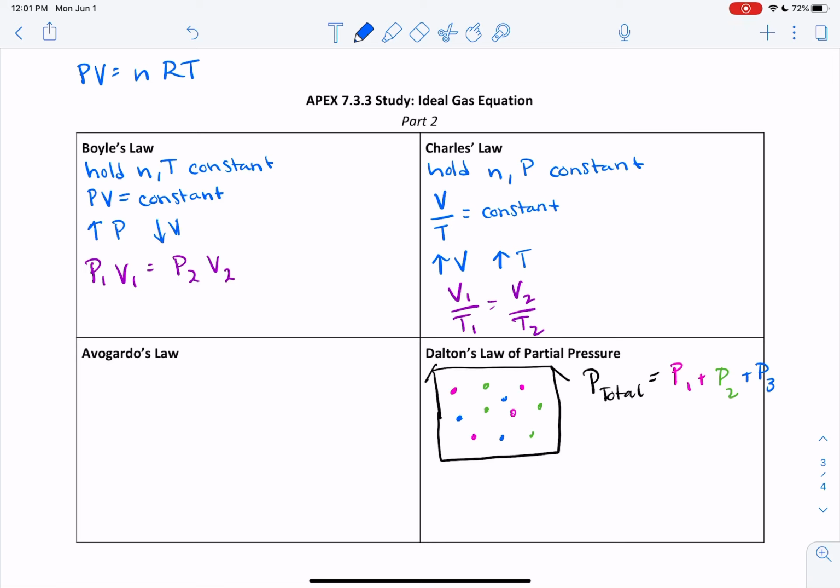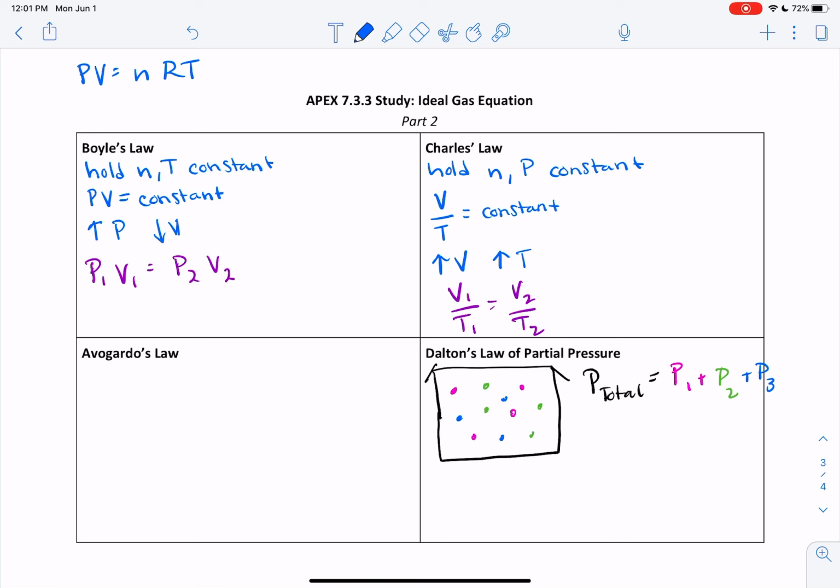So Dalton's Law of partial pressure just says if you have a container with lots of different particles, it has nitrogen, it has hydrogen, it has oxygen, then the total pressure is going to be the sum of the partial pressures of the nitrogen, the hydrogen, and the oxygen, okay? So you just add up each individual pressure to get the total pressure. That's what Dalton's law of partial pressure says.